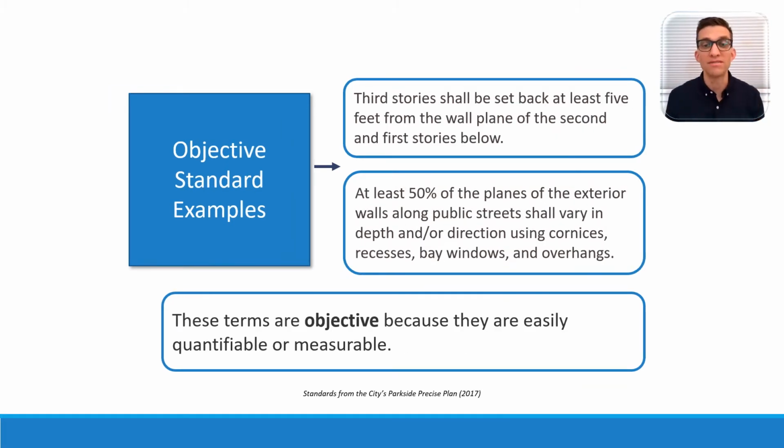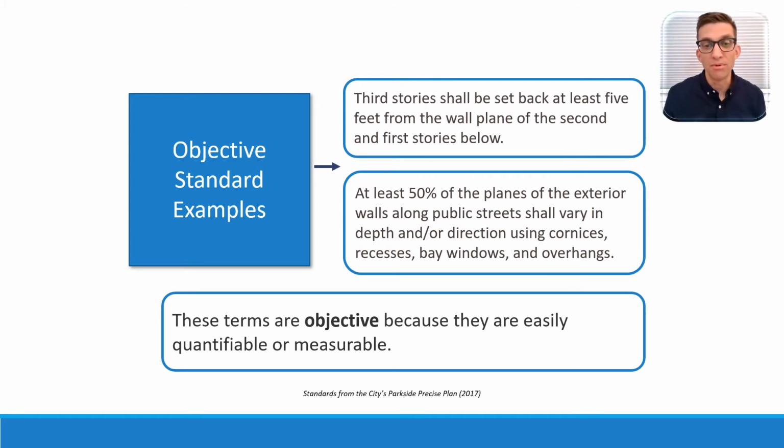So what are objective standards? Well, they're quantifiable, they're measurable. So here are 2 examples, and these are actually from the City of Brisbane's Parkside Precise Plan that was adopted a few years ago, and these are compliant with state code. The first is that 3rd stories shall be set back at least 5 feet from the wall plane of the 2nd story and 1st stories below. So that's very measurable. You have your 1st story, you have your 2nd story, and the 3rd story has to be set back 5 feet.